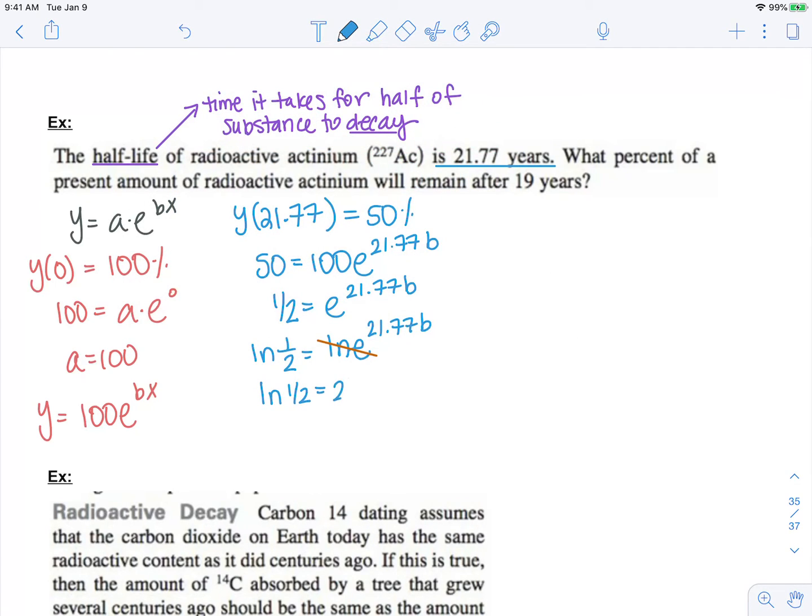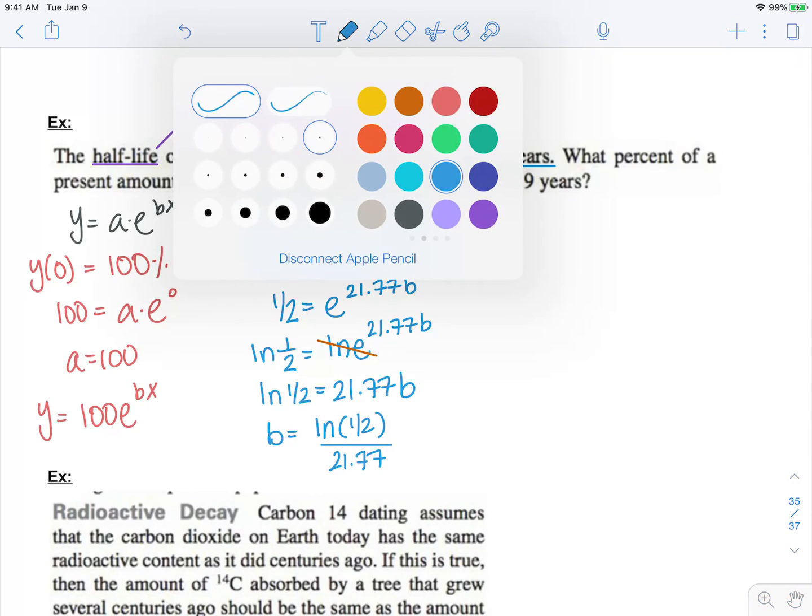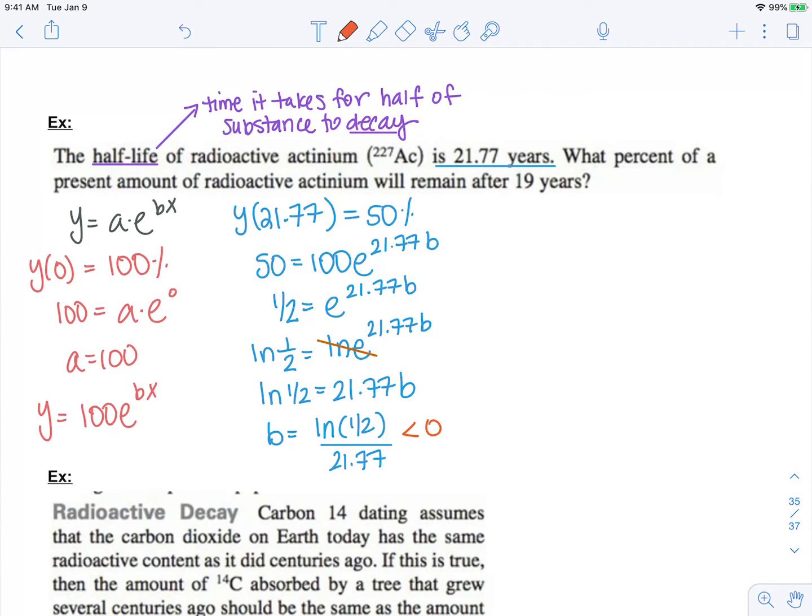ln of 1/2 equals 21.77b. So b equals ln of 1/2 divided by 21.77. And if we check that in our calculator, we'll see this is less than 0, which does prove to be decay. So now we know our formula is y equals 100 e to the ln of 1/2 over 21.77 x. And notice, I'm not going to plug anything into my calculator just yet until the final step.